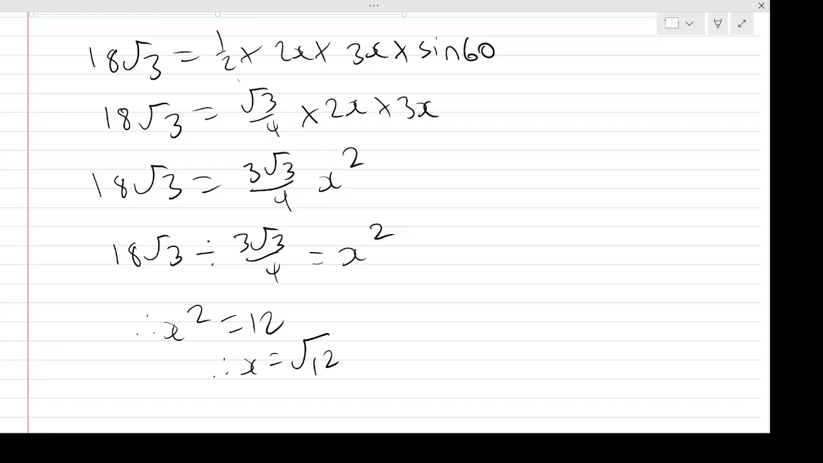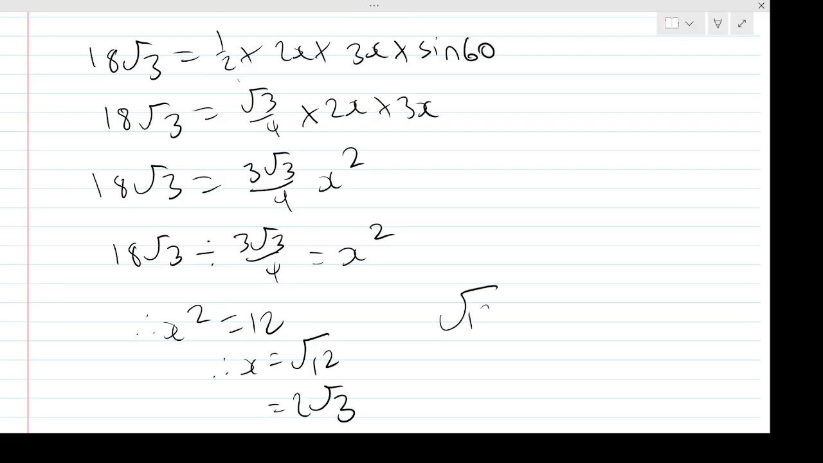So root 12, we can split that up. Well, the calculator will tell you the answer. It simplifies automatically any thirds if we put it in. The calculator does give me 2 root 3. So we're right, but I guess let's show it, right?